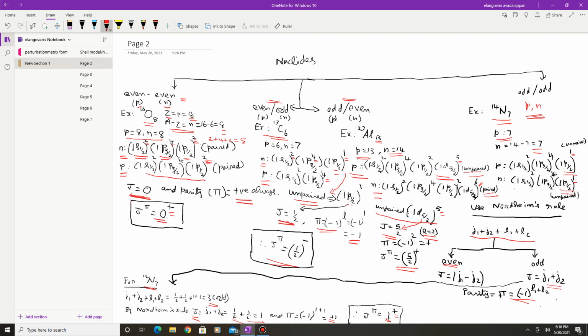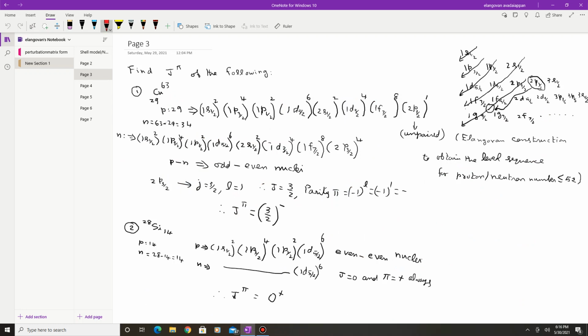So using this method, you can calculate the angular momentum and parity for even-even nuclei, odd-even nuclei, as well as odd-odd nuclei. In order to calculate the J and pi for the odd-odd nuclei, you have to use Nordheim's rule.